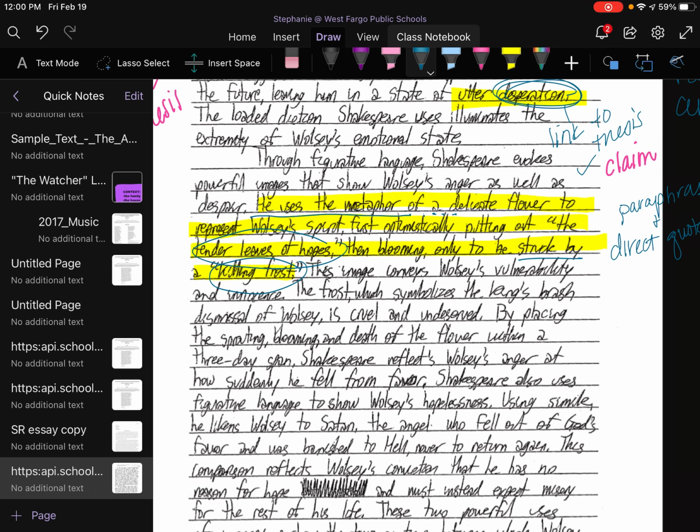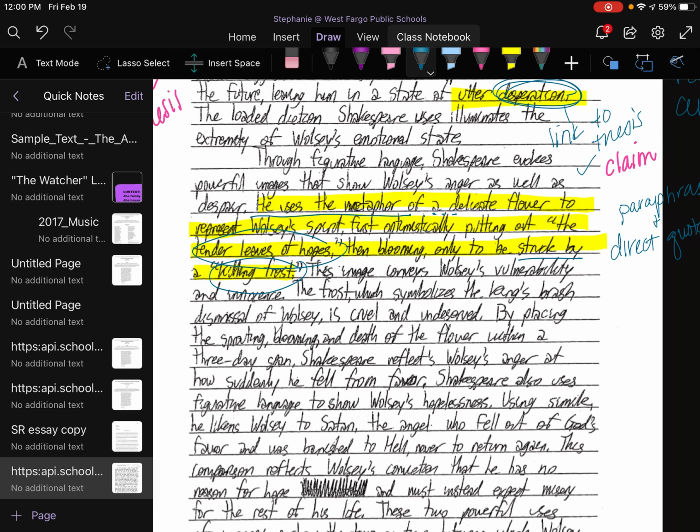The image conveys Wolsey's vulnerability and innocence. The frost, which symbolizes the king's brash dismissal of Wolsey, is cruel and undeserved. By placing the sprouting, blooming, and death of the flower within a 3-day span, Shakespeare reflects Wolsey's anger at how suddenly he fell from favor.